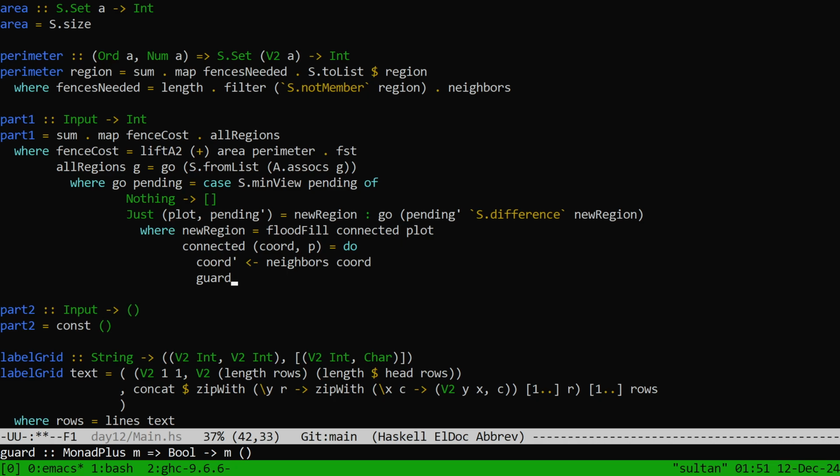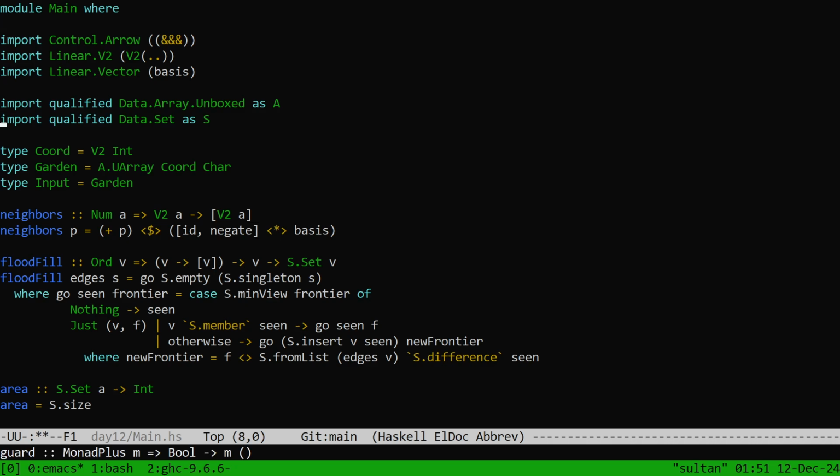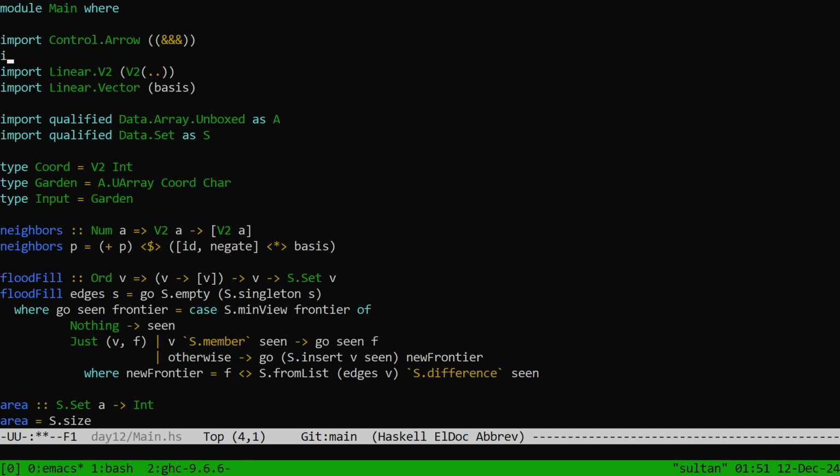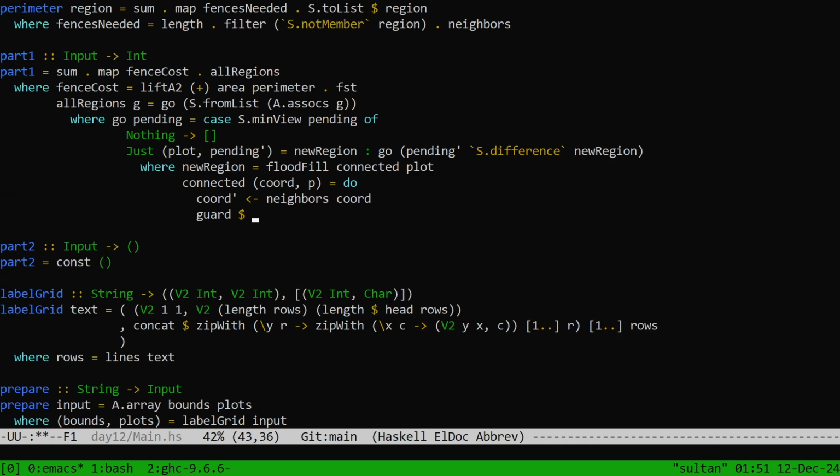Guard. This would be easier. I just hate that list comprehensions make you write stuff backwards. I really don't like doing it. So I always do monad comprehension, and then I have to import guard because they're implicitly in scope for list comprehensions and not for any other monadic thing. Control monad guard.